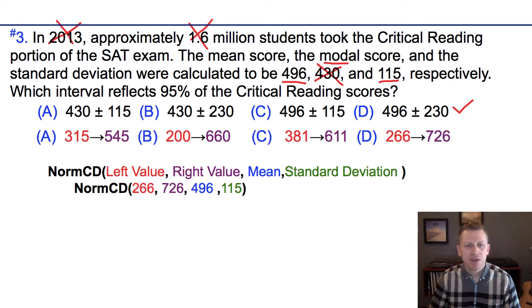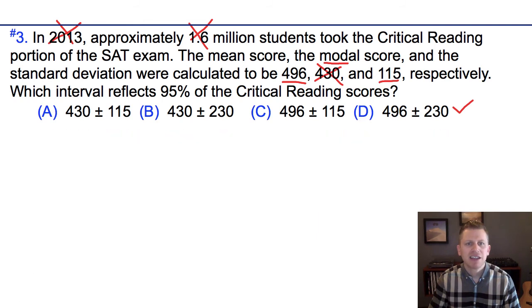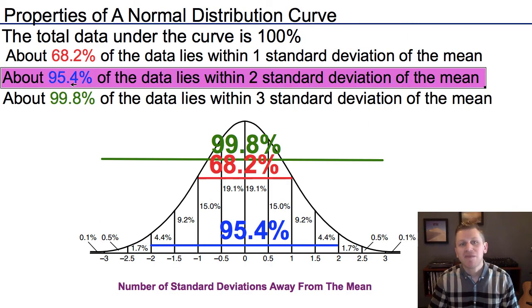There is another way to do this problem. The other way is to realize that this 95% is not arbitrary information, but a number that you should recognize. Well, if I go back to the general definition of the normal distribution curve, I can see where that 95% lies. That 95% represents data that lies within 2 standard deviations of the mean.